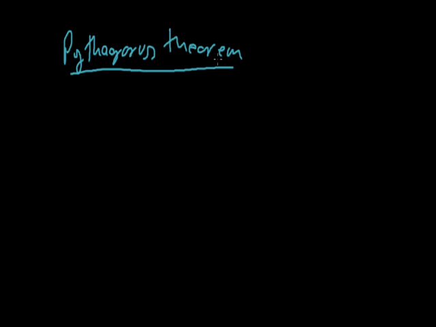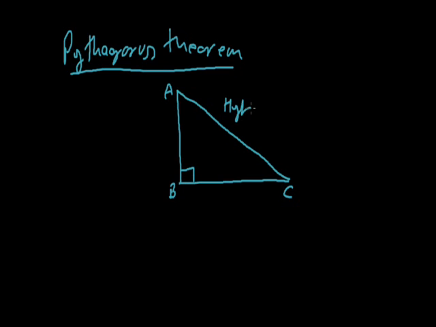The Pythagoras theorem is applicable in right angle triangles. Suppose we have a right triangle. Let's say it is a right angle triangle ABC, in which the right angle is at B. The side opposite to the right angle is called the hypotenuse, and the lengths of the two remaining sides let's say are x and y.